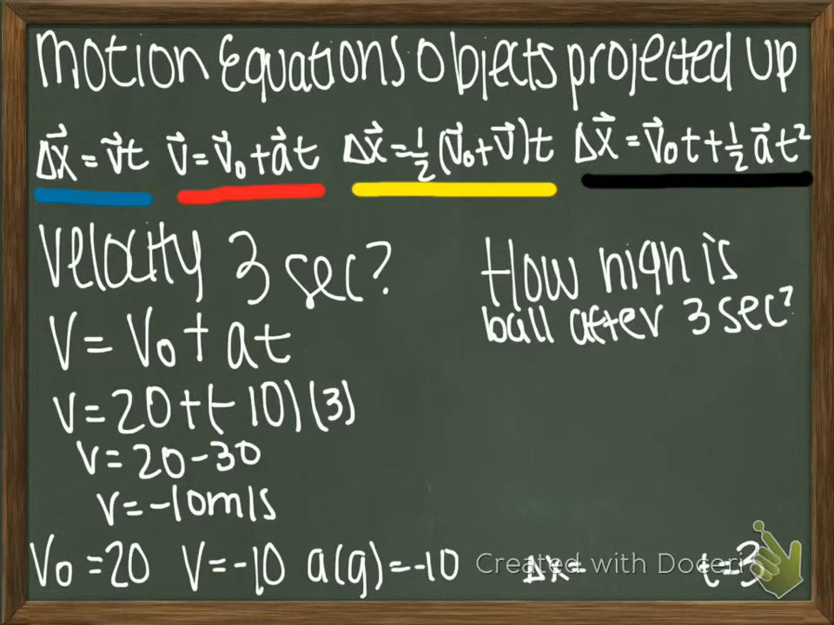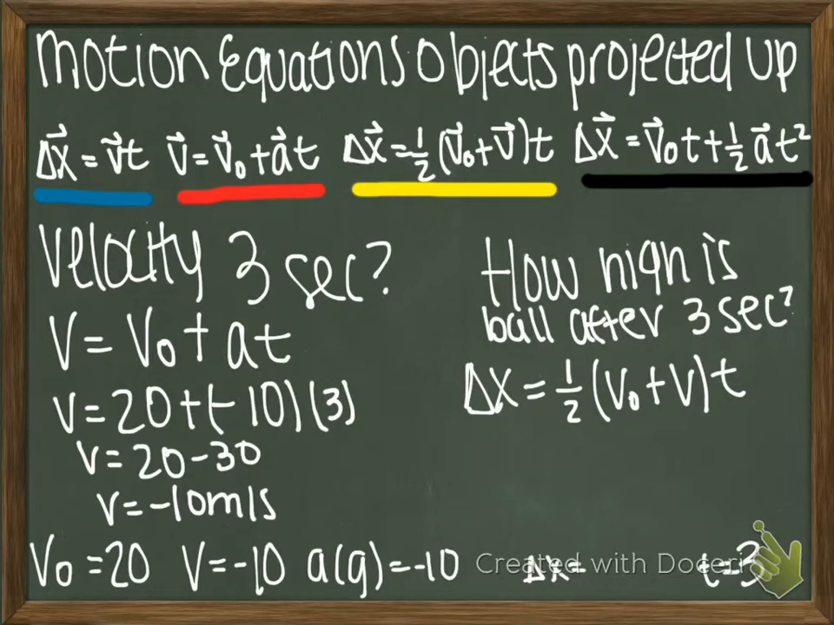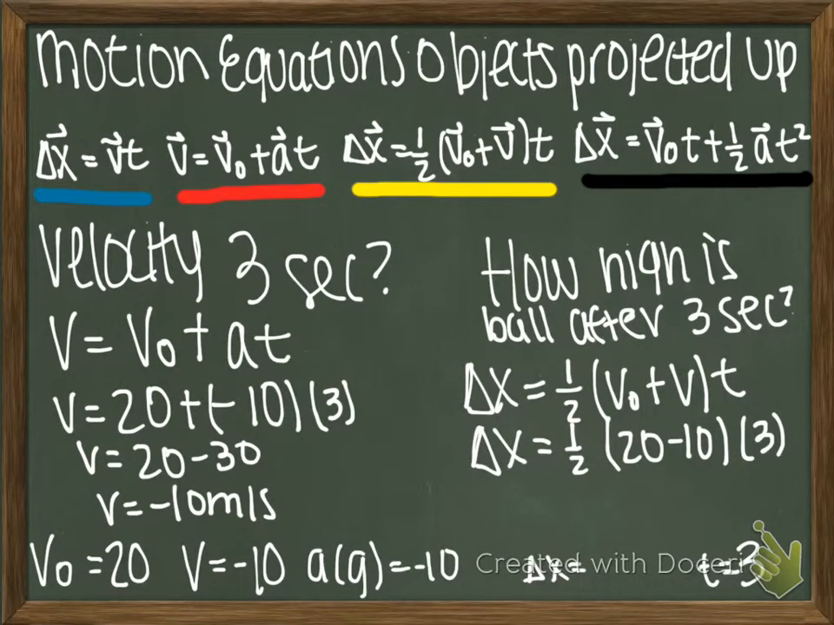How high is the ball after 3 seconds? We can use one of the displacement equations to solve this one. Again, we'll use the equation that says that the change in x is half of the sum of the initial and final velocities multiplied by time. We plug in our numbers and we get that the change of x is half of the quantity of 20 minus 10 multiplied by 3. This simplifies to 5 times 3, and we find that the displacement, or the height of the ball after 3 seconds, is 15 meters.